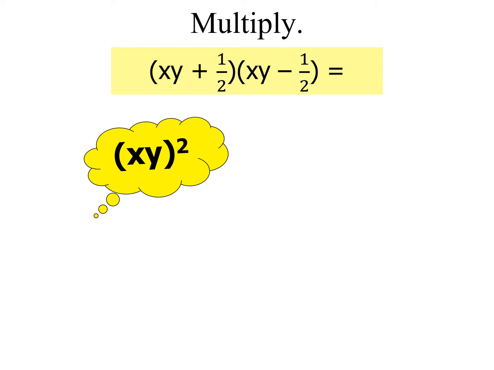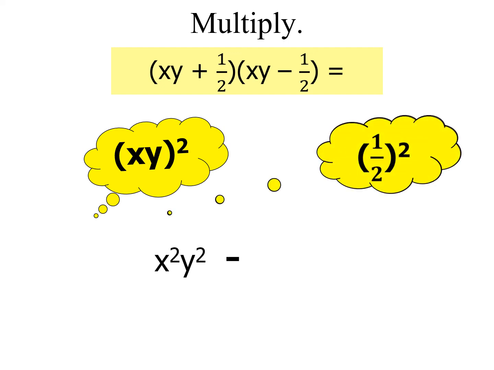Okay, so again, we square the first term, the quantity of xy to the power of 2, that's x squared y squared. And then we put minus, right? And then we square the second term, which is 1/2. And 1/2 squared actually means 1/2 times 1/2. So you multiply 1 times 1, that's 1. Denominator times denominator, 2 times 2 is 4. So the final answer is x squared times y squared minus 1/4.